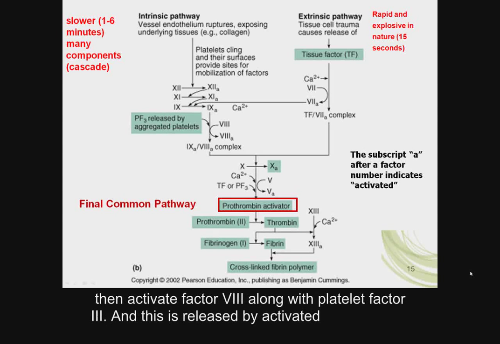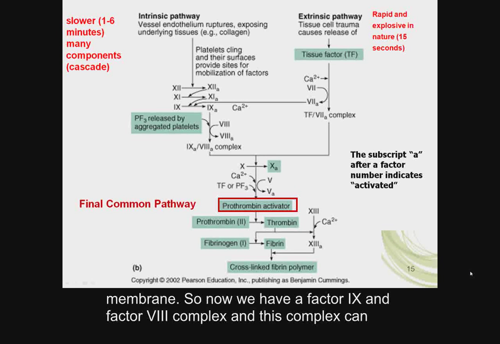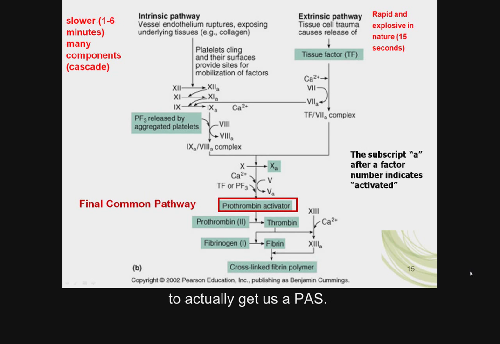Factor 9 will then activate factor 8, and along with platelet factor 3, and this is released by activated or aggregated platelets. Platelet factor 3 is a phospholipid from the platelet membrane. So now we have a factor 9 and factor 8 complex, and this complex can now finally cause the synthesis of PAS. Again, we're going to have 10 plus 4 plus 3 plus 5 to actually get us a prothrombin activator substance, or PAS.